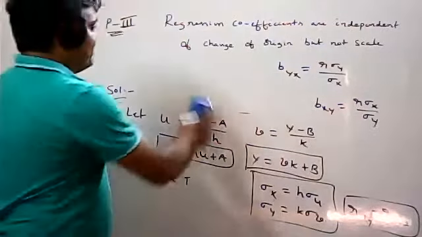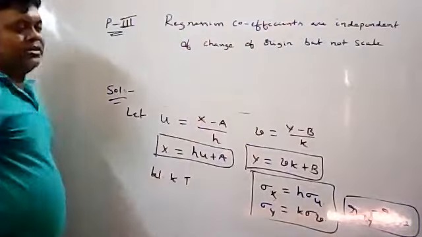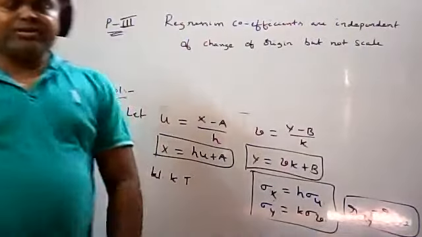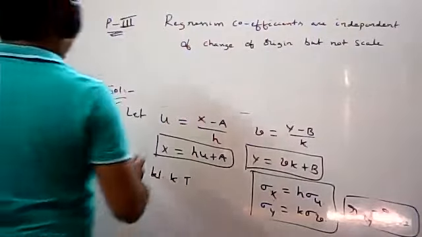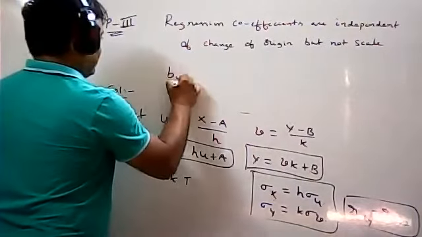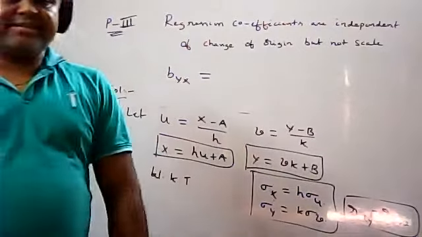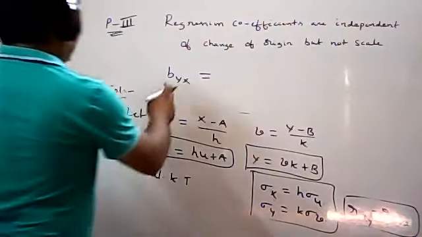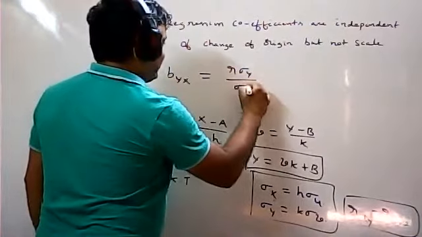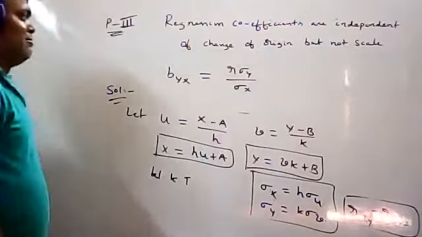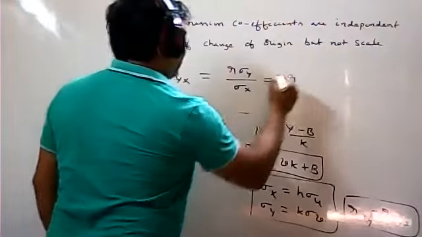We know that the regression coefficient of y on x is denoted by byx, and is given by byx equal to r sigma y by sigma x. I have already told, r is not changed. I will keep it as is, r.